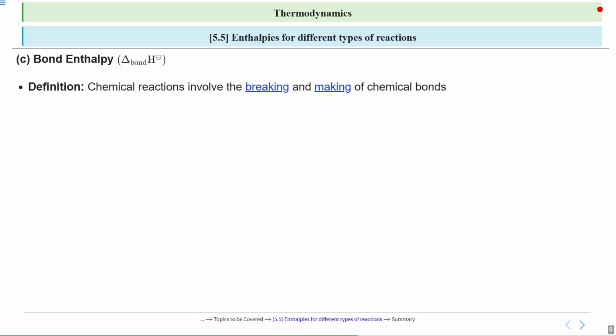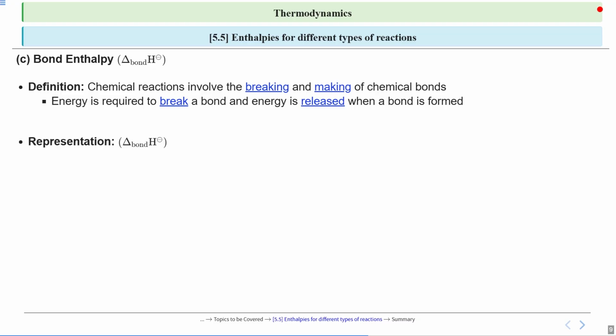So our chemical reaction involves the breaking and making of chemical bonds. The energy that is required to break a bond and the energy that is released when a bond is formed is related to this bond enthalpy. How do we represent it? Very simple. Delta bond H.